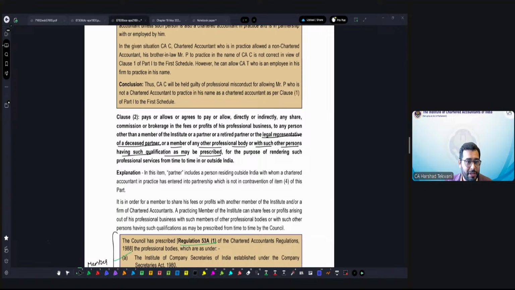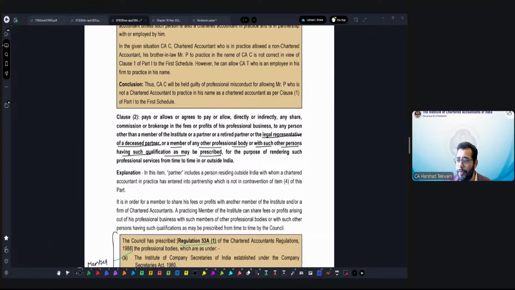So if you purchase the goodwill, now the goodwill can be purchased in the partnership firm also, and can be purchased from a proprietorship firm also. Okay, so in that case you can pay to the partner, or the legal representative of the partner, or the legal representative of that proprietor. Okay, when you are purchasing the goodwill from them, that's why it is allowed over here.